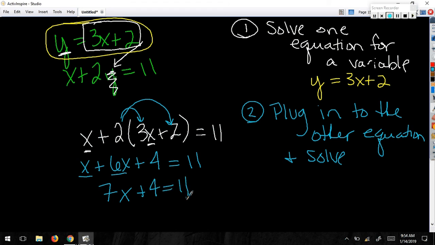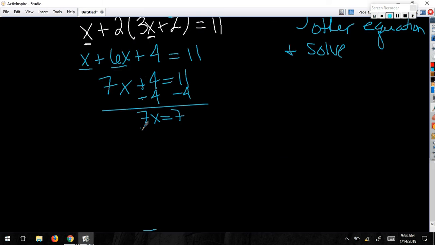Now what do you do? Minus 4 on both sides. So I have 7x equals 7. Divide both sides by 7, and we get x equals 1. A lot of you went ahead of me and said, Miss McGee, I got 1. Is that right?